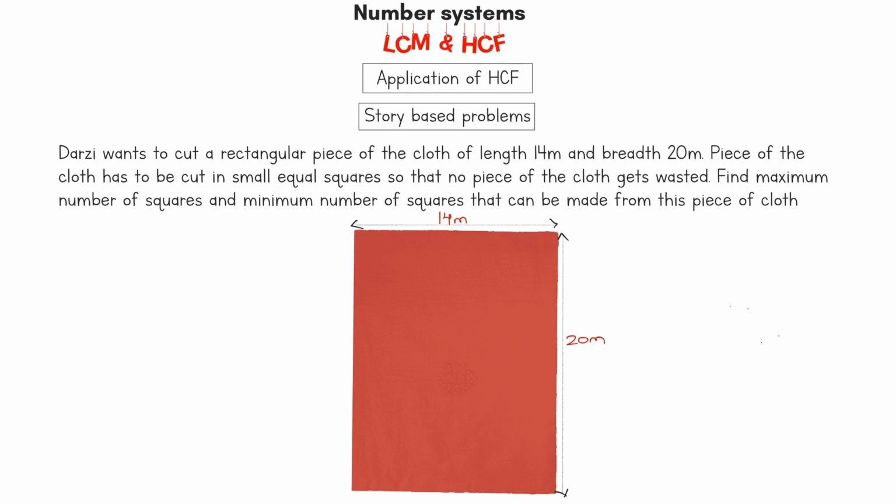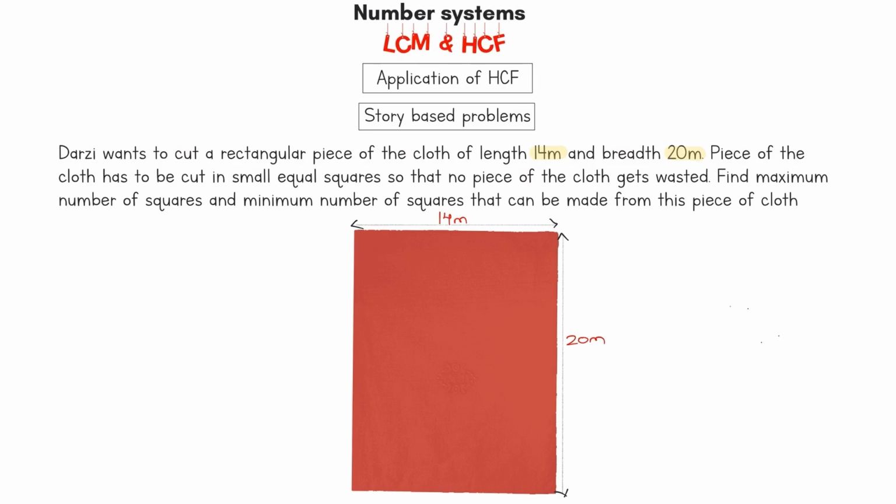Now let's see application of HCF in a story based problem. So we continue with that. What is this story saying? This story is of a Darzi. Darzi wants to cut a rectangular piece of cloth of length 14 meters and breadth of 20 meters. So as you can see here, there is a rectangular piece of cloth of length 14 and breadth 20 respectively.